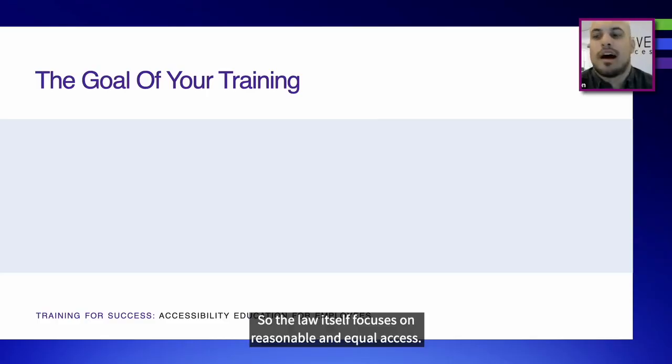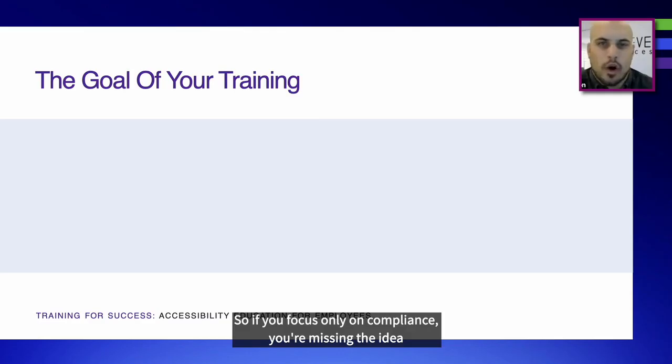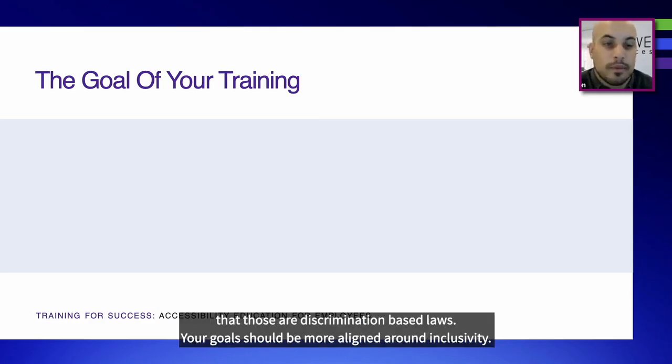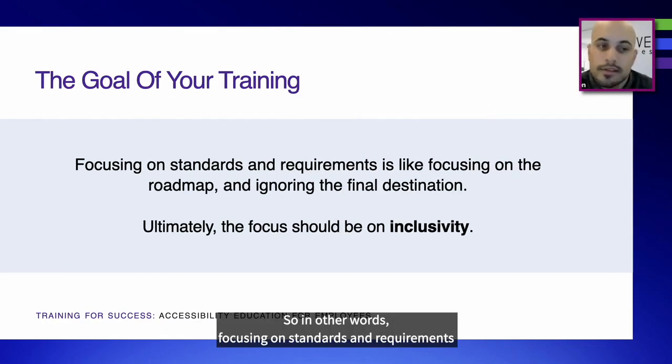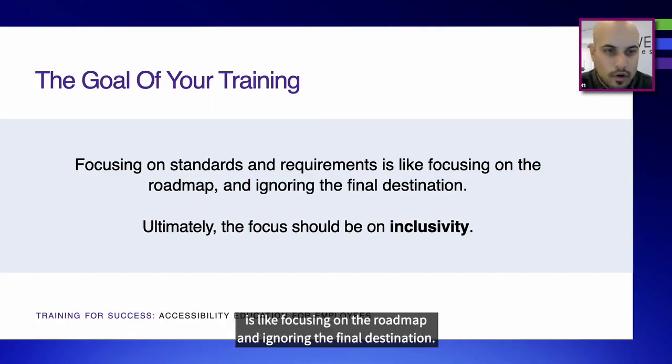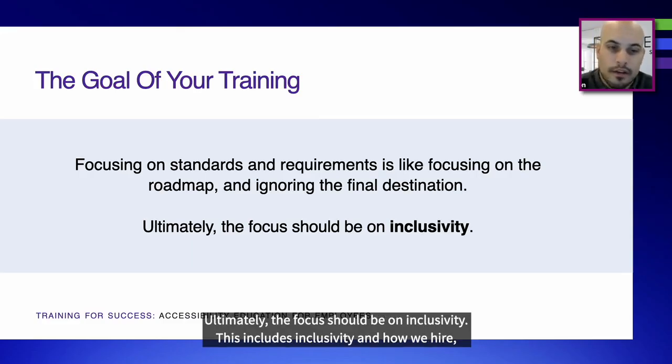So the law itself focuses on reasonable and equal access. If you focus only on compliance, you're missing the idea that those are discrimination-based laws. Your goals should be more aligned around inclusivity, and that's how you really meet your compliance goals. In other words, focusing on standards and requirements is like focusing on the roadmap and ignoring the final destination. Ultimately, the focus should be on inclusivity.